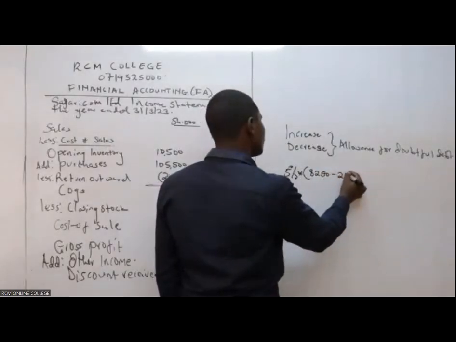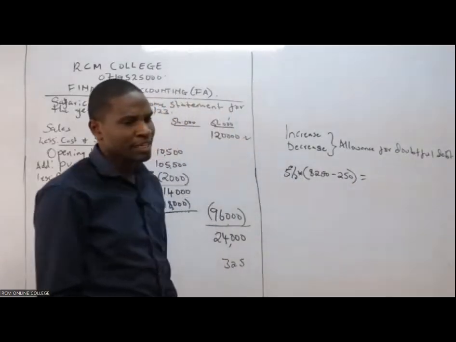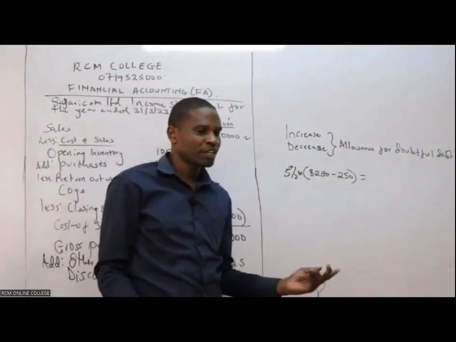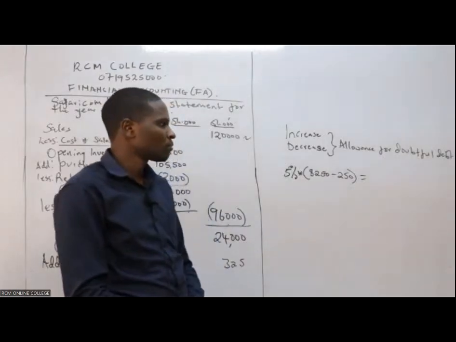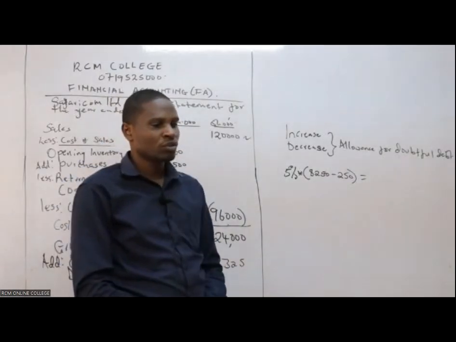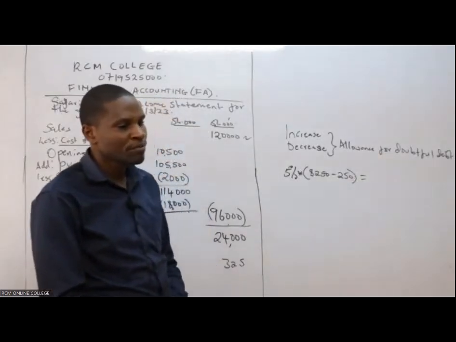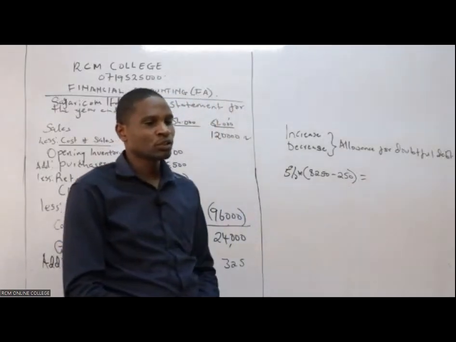8250 minus 250 minus 250. How much do we get as allowance? What was allowed? 5% of 8,000. It was allowed, that was the provision. The provision was given for 450 and then allowance was 5%. So can you give me 5% of 8,000?